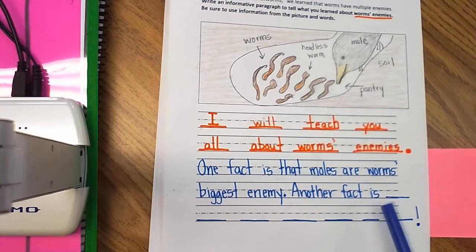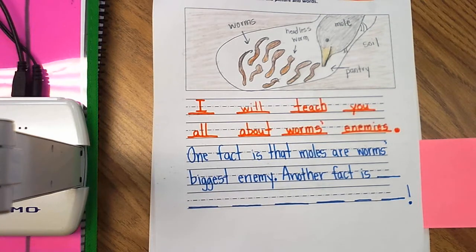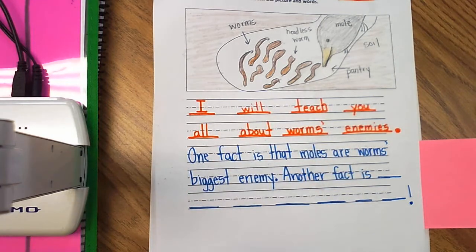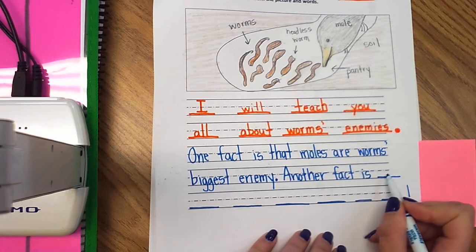And then I got myself ready to write another fact. You'll notice that I wrote, another fact is blank, blank, blank, blank, blank, blank, blank. Well, remember, I draw these lines to help me remember what I'm going to write in my sentence. I'm going to write, another fact is that moles eat 30 worms a day. And notice I used an exclamation point here instead of a period because I want to really emphasize that or give it a good little punch because I think that's just so surprising and I want my reader to be surprised by that as well. So I'm going to finish this sentence. Another fact is that.